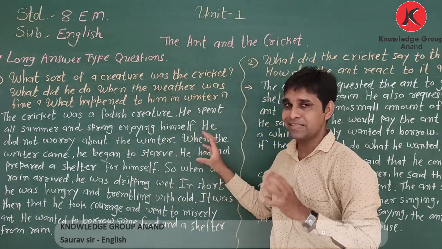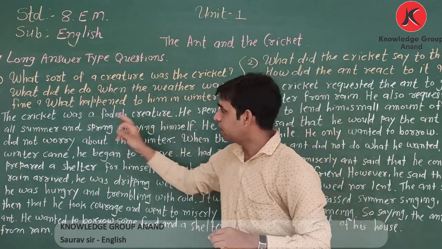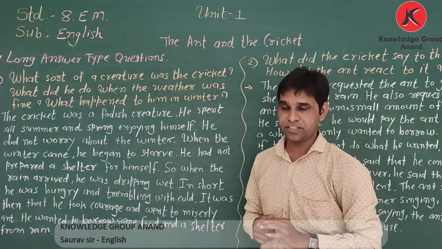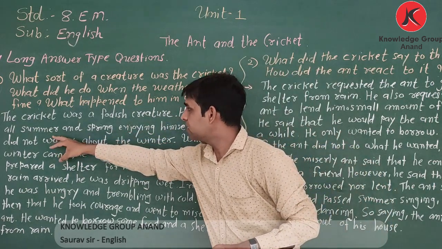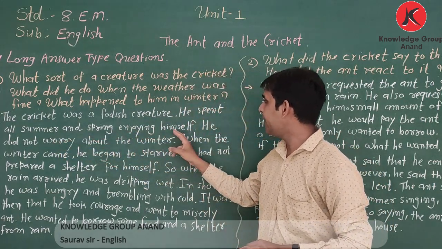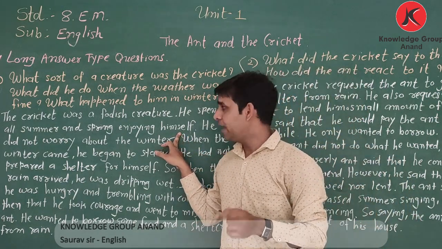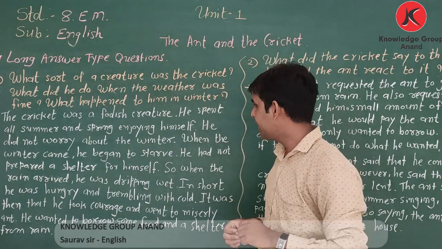About the cricket, the answer started. What did the cricket do? The cricket was a foolish creature. He spent all summer and spring enjoying himself. The cricket was foolish. Why was he wasting the time in summer and spring enjoying, doing the singing?